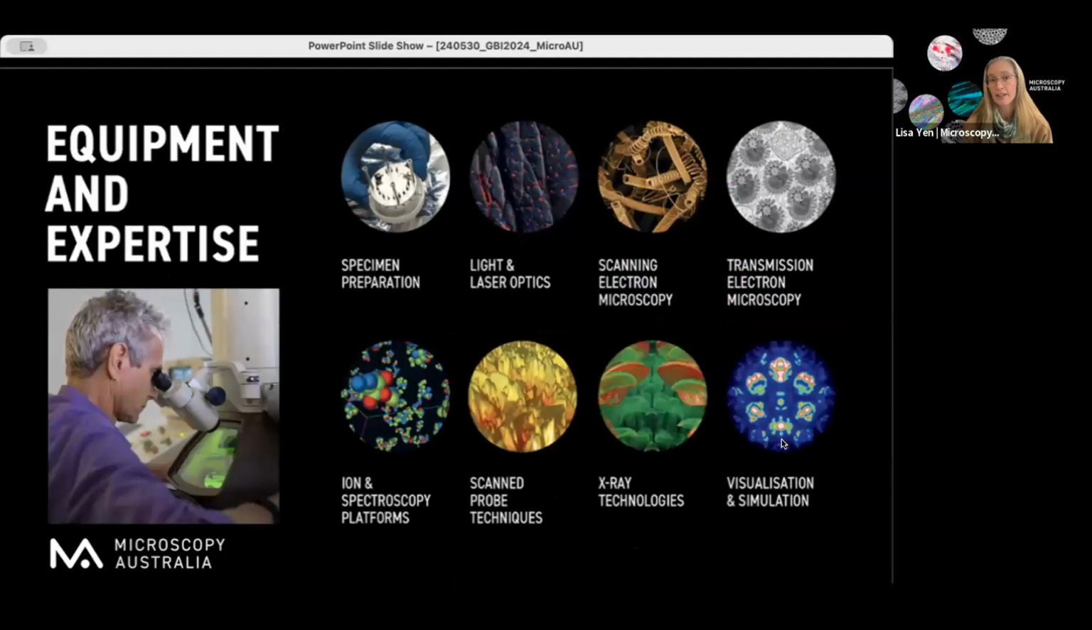There is a broad range, right from specimen preparation through to visualisation and data analysis, across a whole range of techniques. And one of the things that we really do focus on is that it is equipment and expertise that really come together within our facilities to support research within Australia.